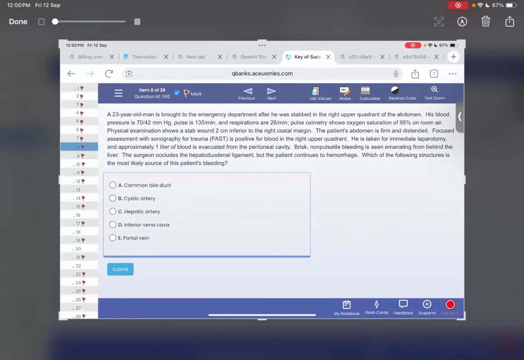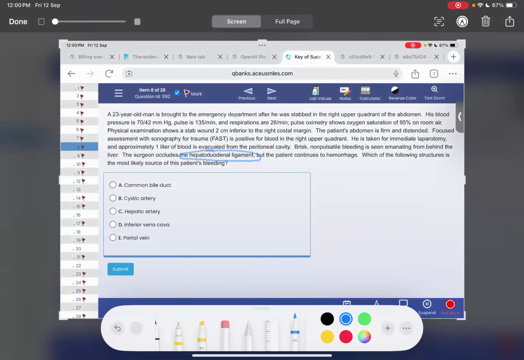what structure passes through this hepatoduodenal ligament. I think we have discussed it, but I haven't discussed the hepatoduodenal ligament.